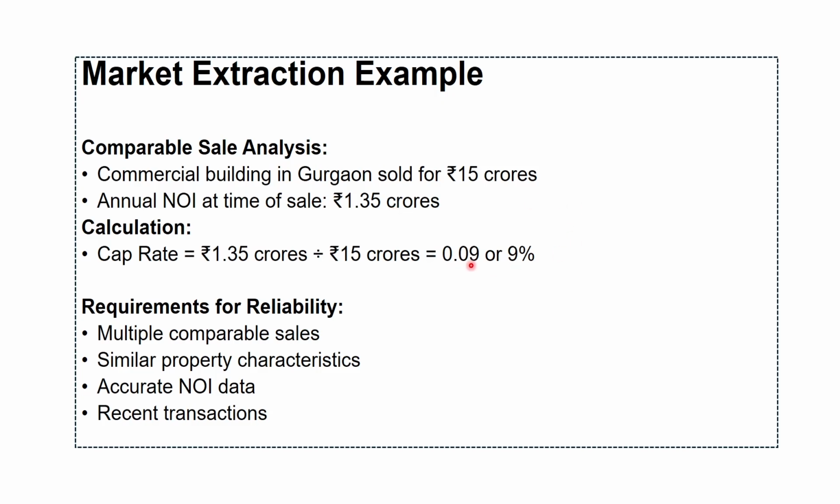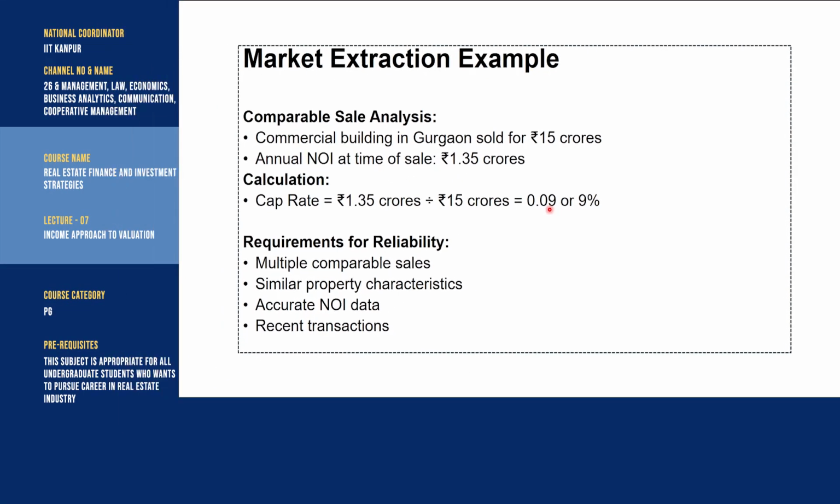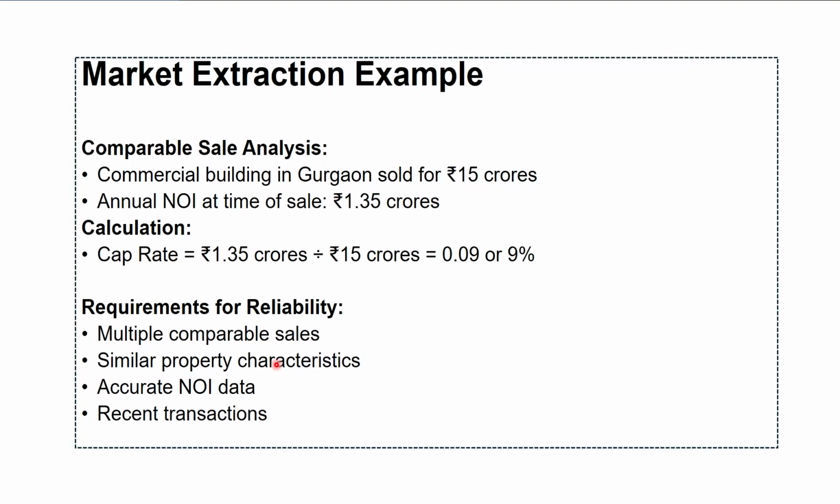But notice the requirements for this method to be reliable. We need several comparable sales, not just one, because individual transactions might reflect unique circumstances. The comparable properties need to be truly similar: same property type, similar location, similar quality and tenant mix. So, all this has to be there.